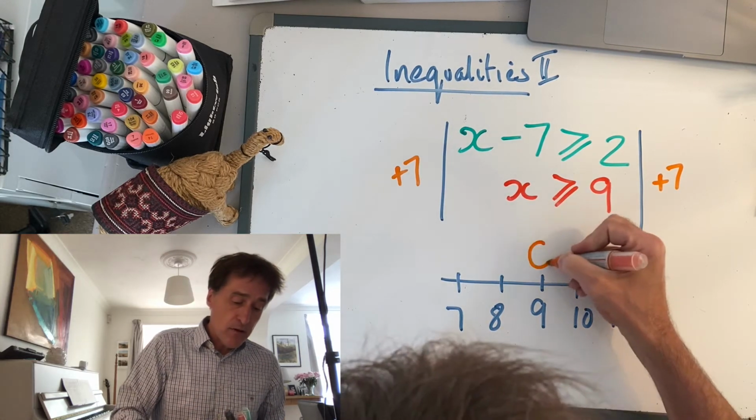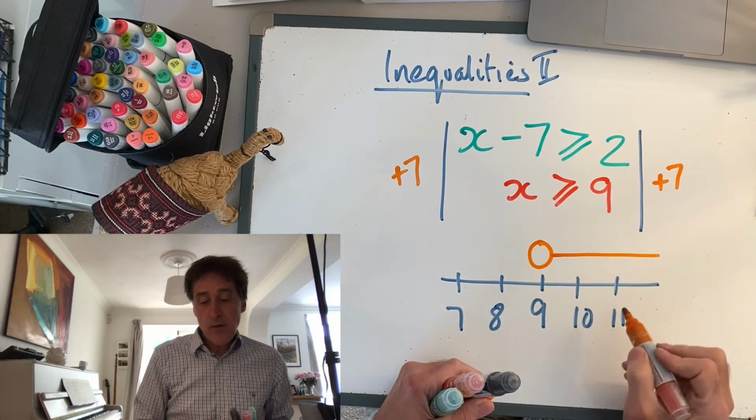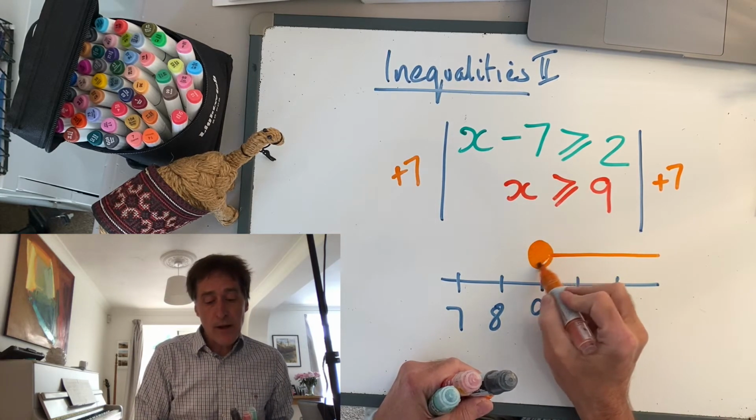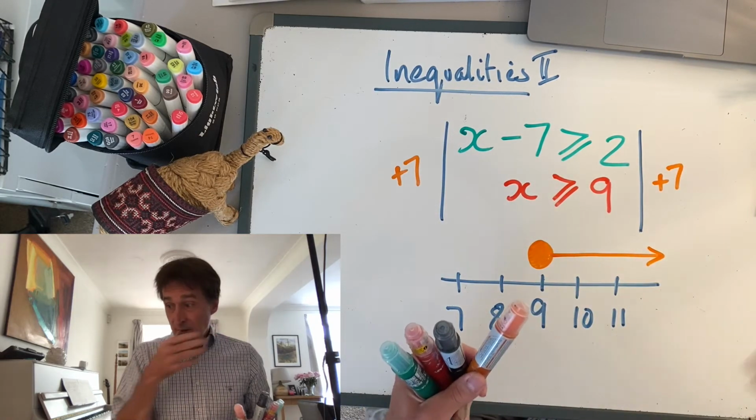So I'm going to put a circle above it. And look, you can see it points to the right, doesn't it? Because it can be 9 or more. And because it can equal 9, I shade that in. And that's how you solve questions like this.